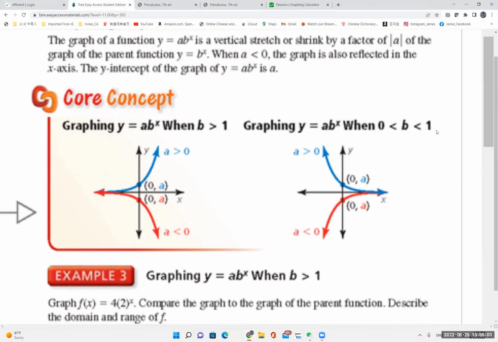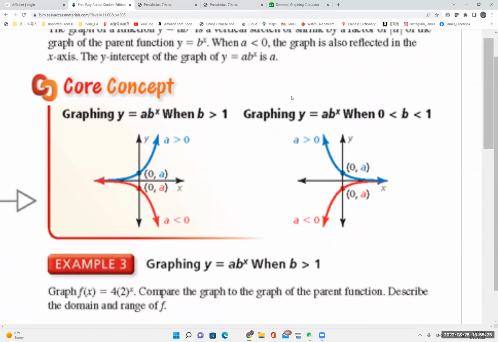Again, just remember b is not negative. And of course, b is not 0. So b is greater than 0 and b doesn't equal 1, or b is not 1. So we break it into two cases. One is b greater than 1. Another is b between 0 and 1.